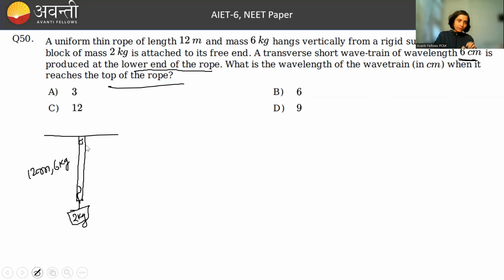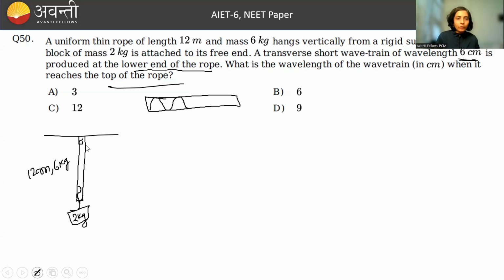So we just see one thing first. Suppose you have a string, and a wave is traveling along the string. Velocity of the wave is changing. In that case, frequency of the wave will remain the same, but its wavelength will vary. So the whole concept here is that if a wave is traveling along a rope with different tensions at different points, then velocity will be different.